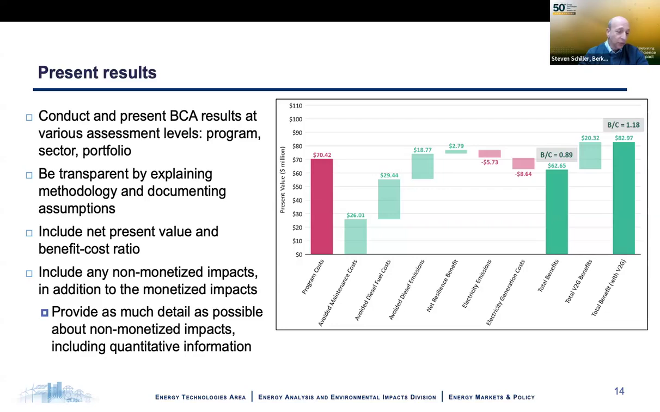And then if you need to, if there are some non-monetized impacts or other issues that you think are important, you certainly can provide that in qualitative summaries as well as presenting numbers. In this graphic, the red on the left shows all the program costs, and then the far right shows all the program benefits, with the components of that in between, in one graphic way to show it.